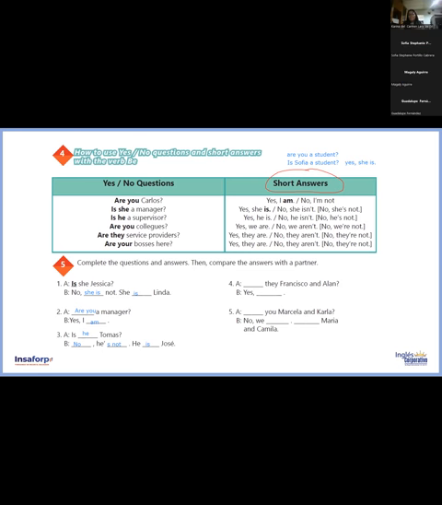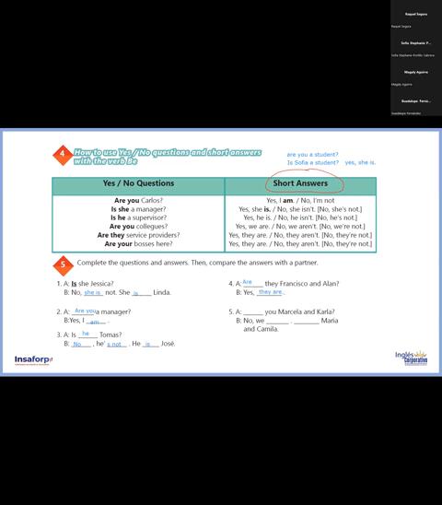The next one. Let's continue. Let's see. Karina del Carmen, please. Number four. What is missing? Are they Francisco and Alan? Perfect. Are, right. Are they? Yes, they are. Perfect. Muy bien. Yes, they are. Okay. Thank you.